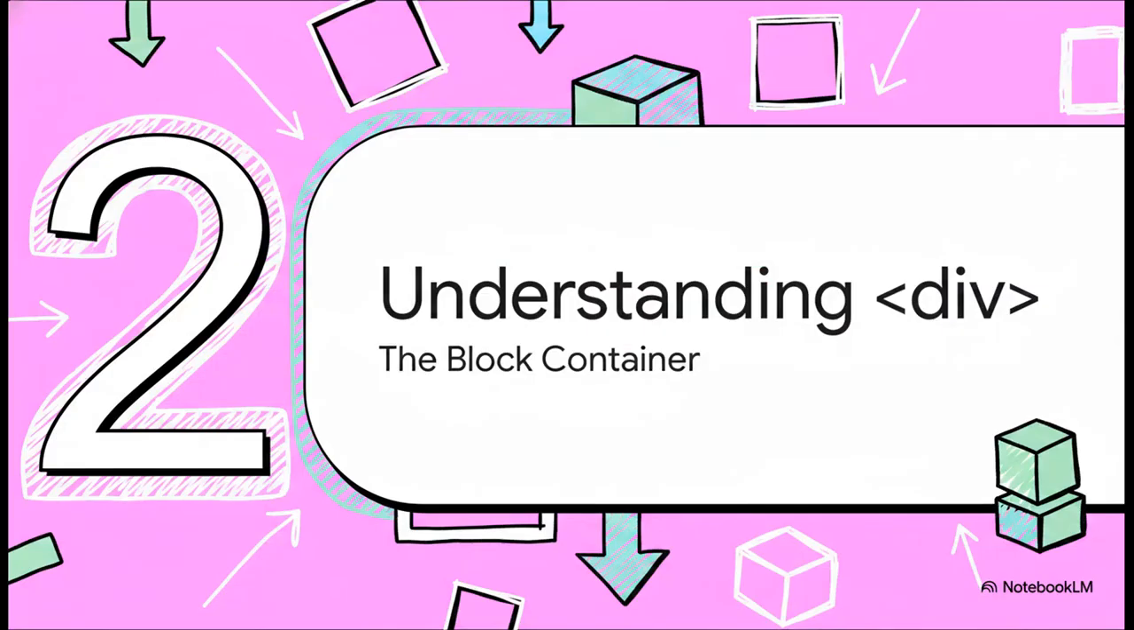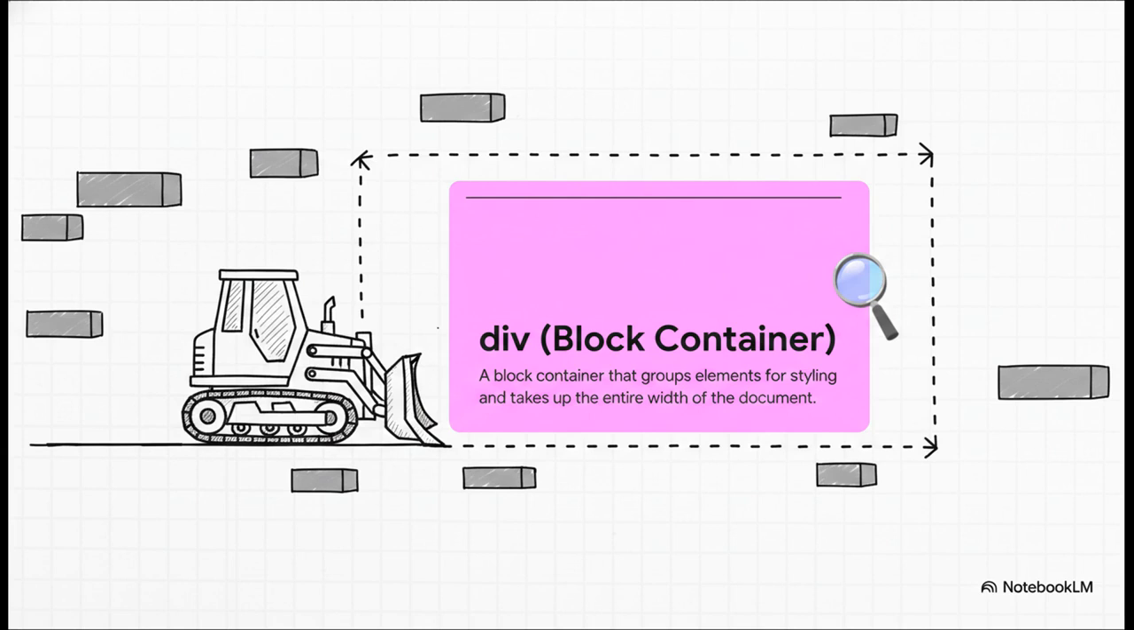All right, let's switch gears and talk about our other container. Meet the div tag. And if span is a highlighter, well, div is basically the exact opposite. It's a block container. A block container is a total game changer for your layout. It carves out its own space on the page. It stretches to take up the entire available width, from the very left edge to the very right edge. And, crucially, it forces a line break both before it starts and after it ends.